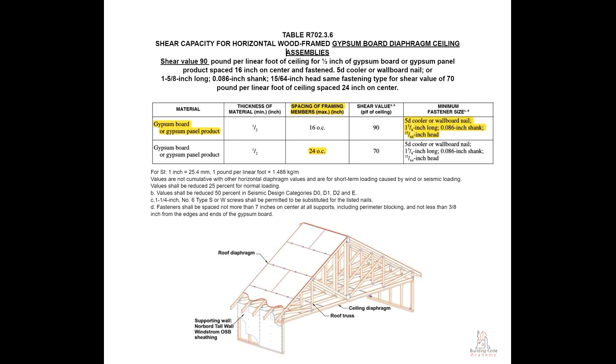Table R702.3.6. Shear capacity for horizontal wood-framed gypsum board diaphragm ceiling assemblies. Shear value 90 pounds per linear foot of ceiling for 1/2 inch gypsum board or gypsum panel products spaced 16 inches on center and fastened with 5d cooler or wallboard nail, or 1 5/8 inch long, 0.086 inch shank, 15/64 inch head. Same fastening type for the shear value of 70 pounds per linear foot of ceiling, spaced 24 inches on center.